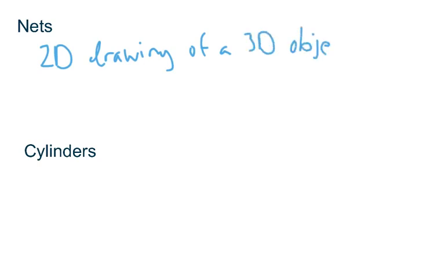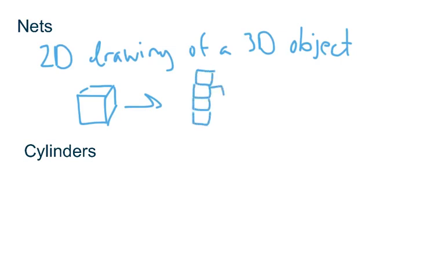So let's talk about what a net is. A net is a 2D drawing of a 3D object. For example, if we were to take something like a cube and we want to draw its net, it might look something like this, where we take 4 of the 6 faces and put it like that, and then you put it like that.